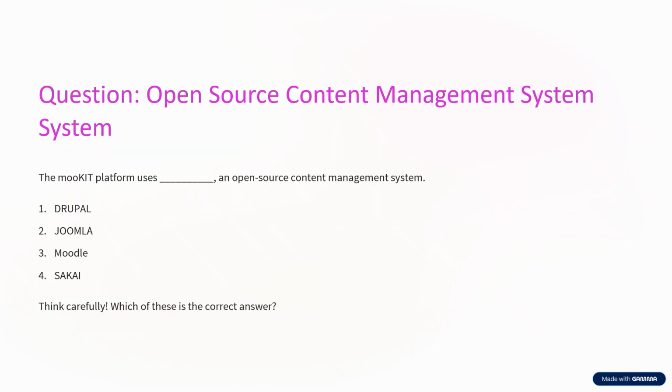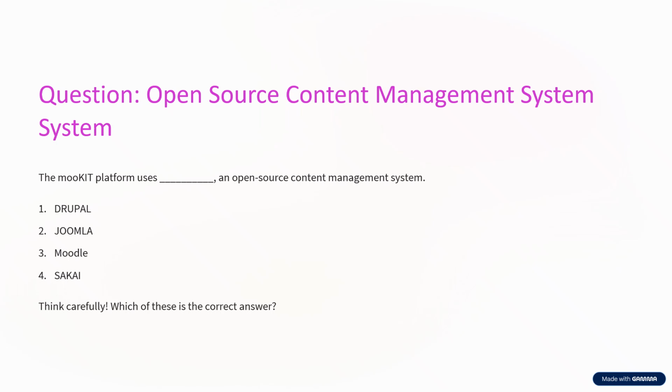Then the next question. This question is related to open source content management system. Then what is a content management system? It is software that helps users to create, manage and publish digital content, especially for websites. It provides user-friendly interfaces for managing website content without needing in-depth technical knowledge.